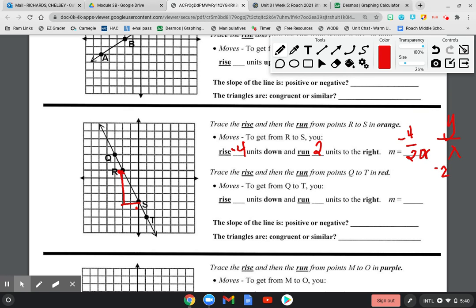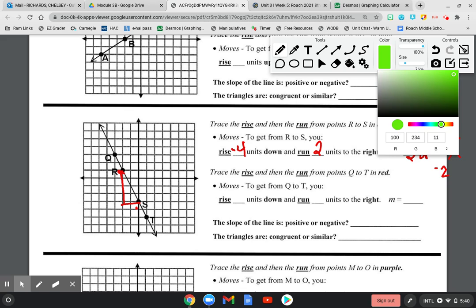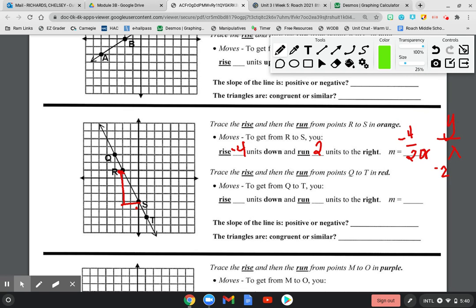-2, okay? Let's do another one so that you can see that all of these slopes are the same thing. It says from Q to T. So we want to go from this one all the way to this one. We do rise first. If I go all the way down, 1, 2, 3, 4, 5, 6, 7, 8, I went 8 down, so I went -8. And to go from here to here, I went 4 to the right. So this would be -8 over 4 or -2.